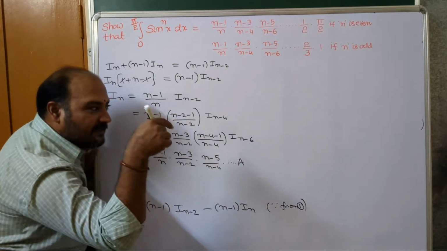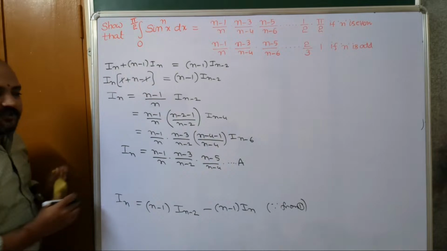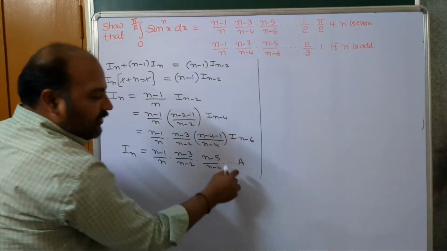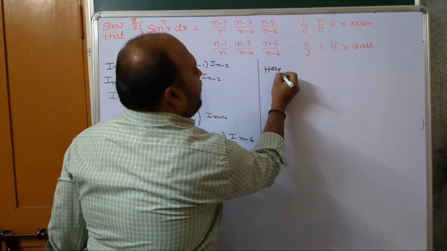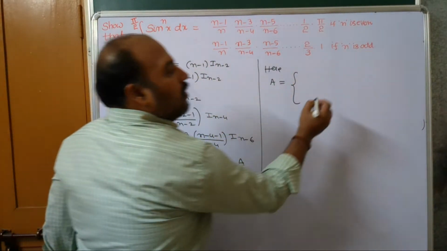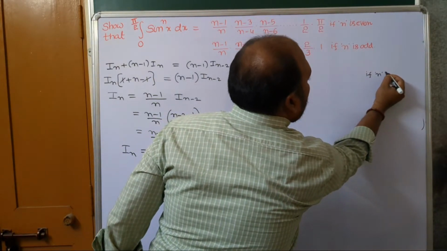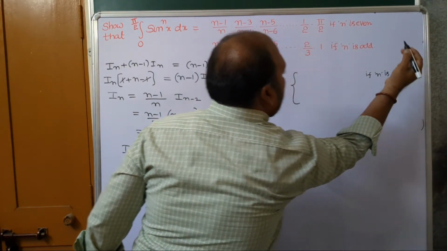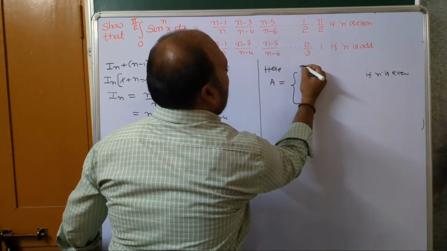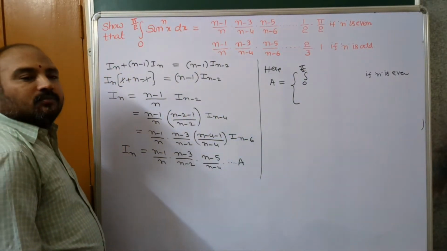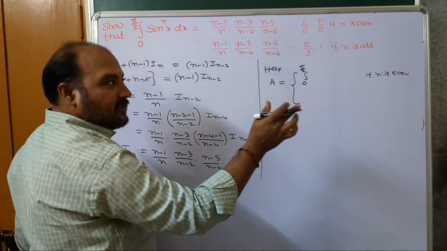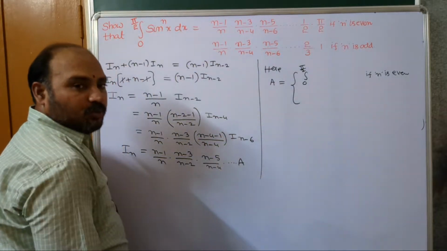A I am writing. What is A? I am going to explain here, dear students. Okay. See what A represents. Here A is equal to, if n is an even number, integral 0 to pi by 2, at last you will get it as 1 by 2. Wherever n is an even number, at last we will get pi by 2.